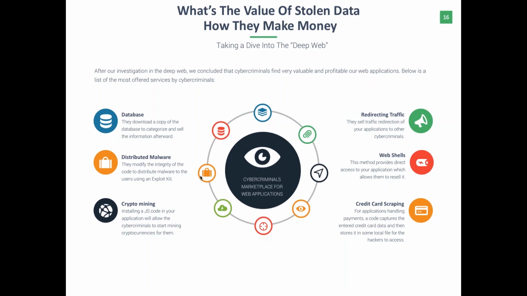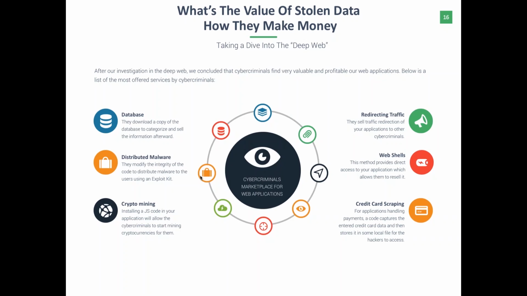So as we can see here, we have 6 things, the top things that they were selling in the marketplace for web applications. The first one: every time they hack a website or any web application, they will sell the database, and the database can be anything from a newspaper to a city to a government agency.